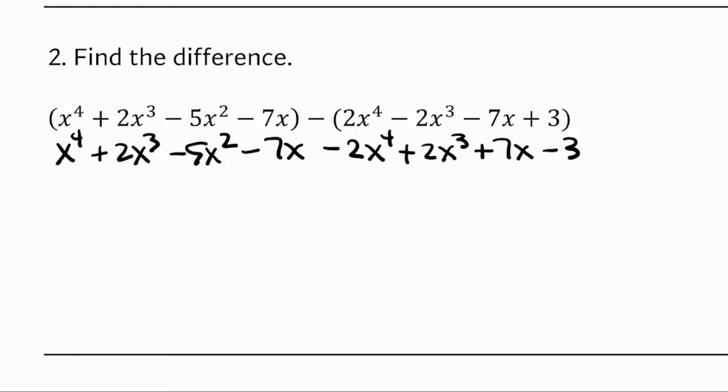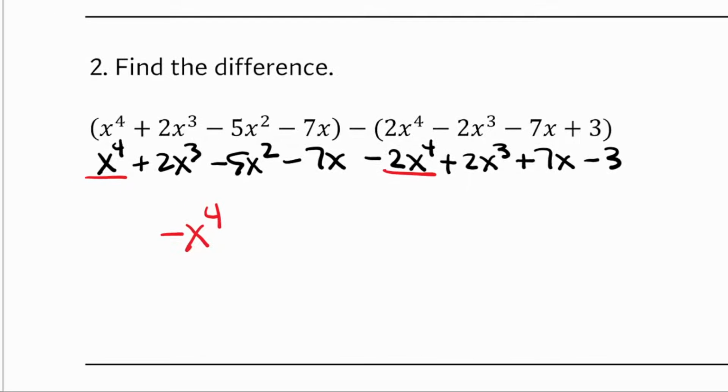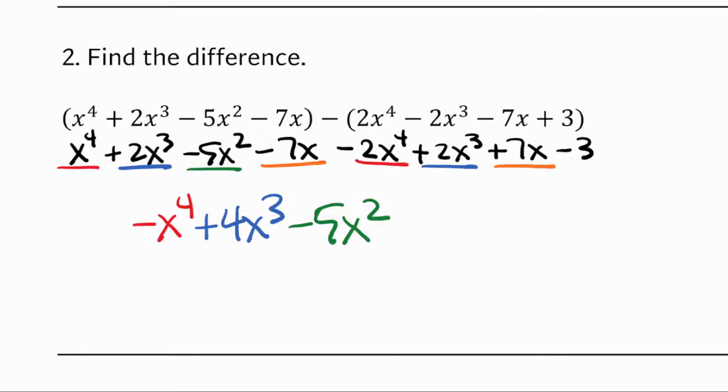And then I'll group the like terms, x to the 4's, that would be 1 minus 2 is -1, x to the 4. X to the 3's, I've got 2 plus 2 is 4. X squareds, I've got just -5. X's, I've got -7 plus 7 is nothing, and then that -3. And that's going to be the difference.